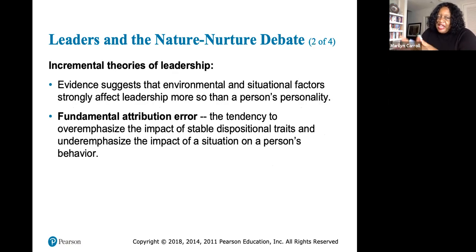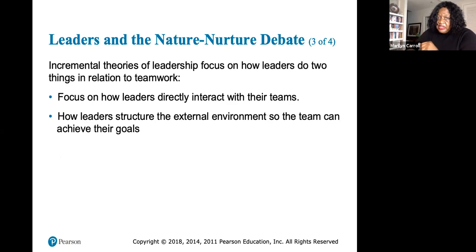Incremental theories of leadership is evidence that suggests that environmental and situational factors strongly affect leadership more than a person's personality. And I agree with that, but the personality is innate. And usually we're going to resort back to that personality we have. That's why knowledge of ourselves is extremely important. Fundamental attribution error says that the tendency to overemphasize the impact of stable dispositional traits and underemphasize the impact of situations on a person's behavior is the fundamental attribution error. And traits do matter. A situation a person is in does matter as well.